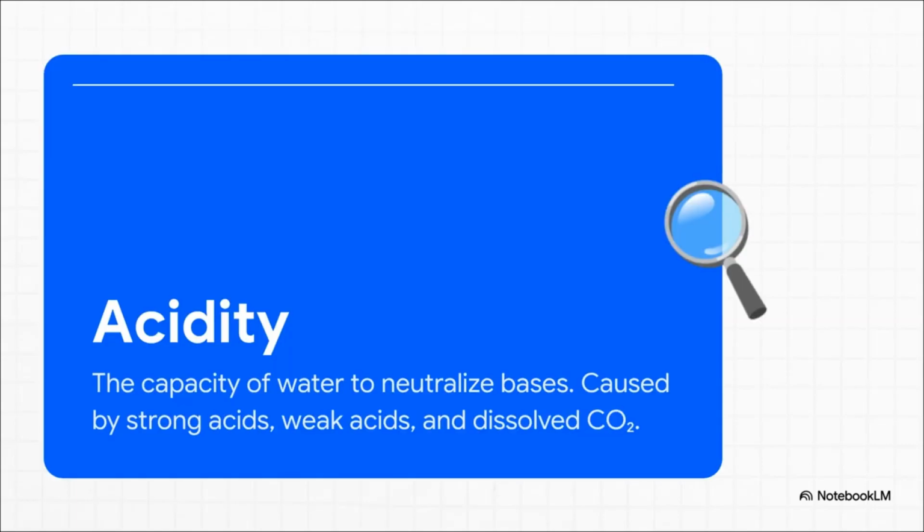And just as you'd expect, acidity is the flip side of alkalinity. It's a measure of the water's ability to neutralize a base. This is most important when we're dealing with things like industrial waste or acid rain. For most natural, unpolluted waters, the main cause of acidity is just dissolved carbon dioxide from the atmosphere.